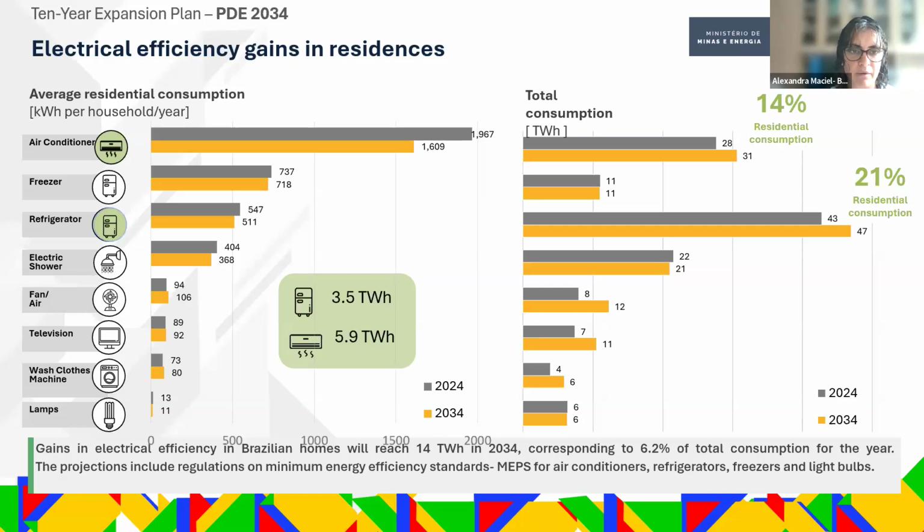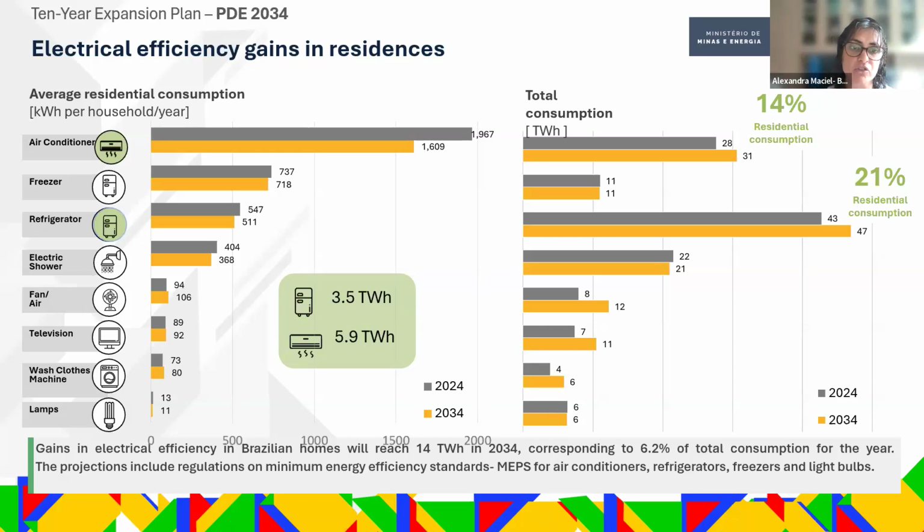So here we can highlight the reduction due to air conditioners and refrigerators, for example, in which we expect a reduction of 14% in the residential consumption for air conditioners, considering 2034 compared to 2024. And for refrigerators, a reduction of 21%. So in total, the gains in electrical efficiency in Brazil homes will reach 14 terawatt hour in 2034, corresponding to 6.2% of total consumption of the year of 2034.